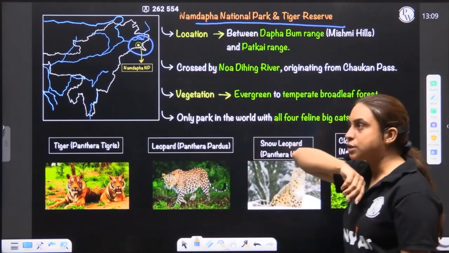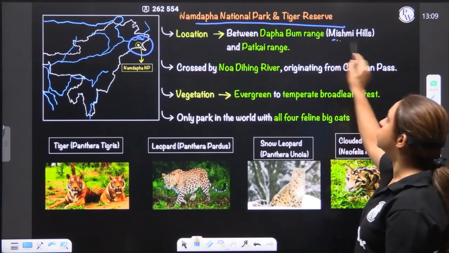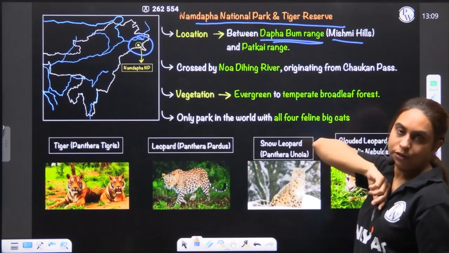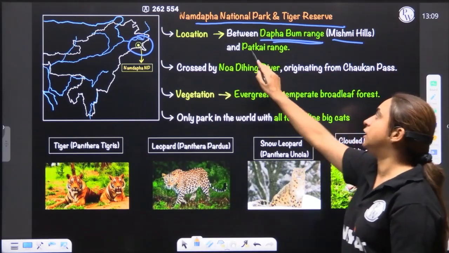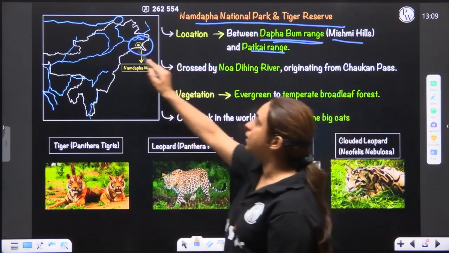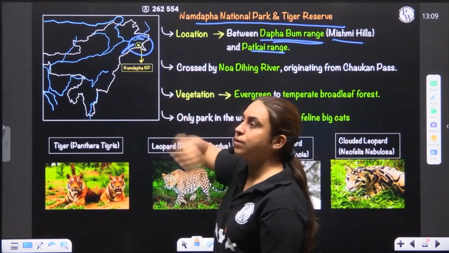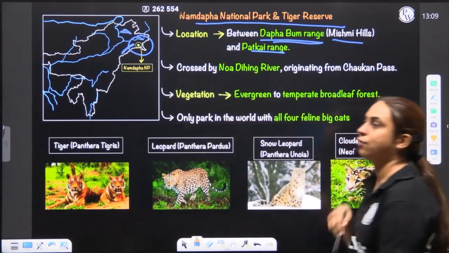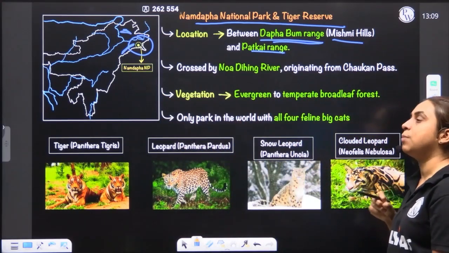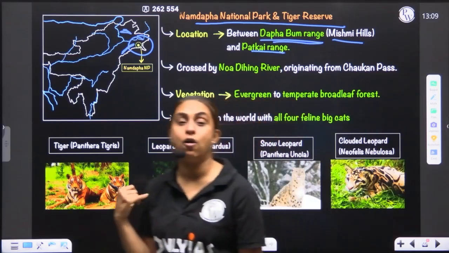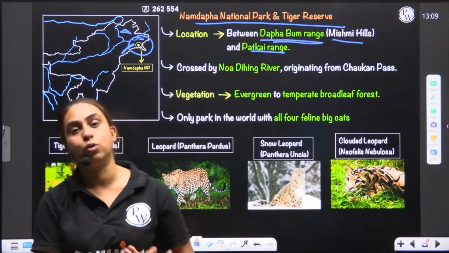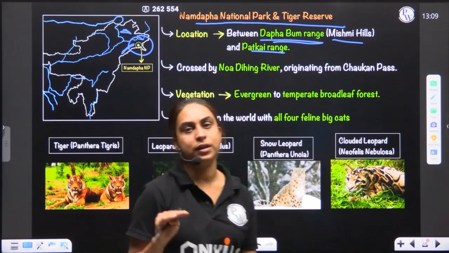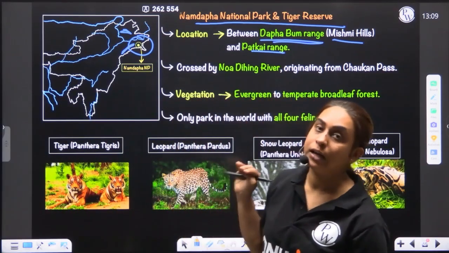Then we have another important national park in Arunachal Pradesh, that is Namdapha National Park. It is between two mountain ranges. One is the Mishmi Hills, and the Patkai range. You have the Patkai range here, and you also have the Mishmi Hills here. So between them you have this national park, your Namdapha National Park, towards the eastern side of Arunachal Pradesh. It lies between the Mishmi Hills and the other hills, the Patkai Hills.